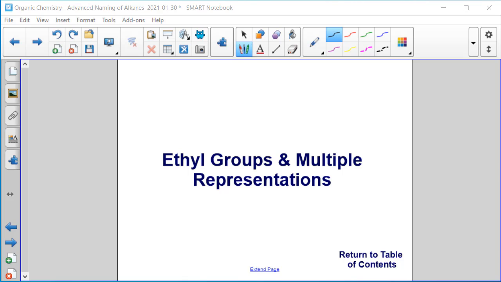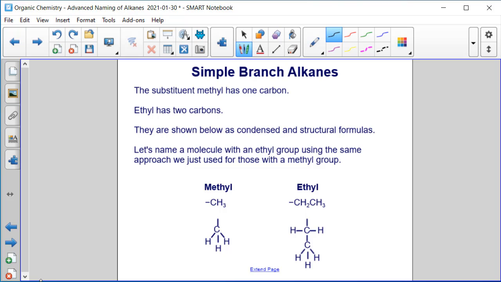All right, in this next section, we're going to talk about ethyl groups and multiple representations. In the previous section, we talked about the substituent methyl, which has 1 carbon. So we can see it here in a structural formula, here in a condensed formula. Ethyl has 2 carbons. So here's the condensed form, CH2CH3, or drawn out as a structural formula. Remember that this bond here is the one that bonds to the main parent chain of the alkane.